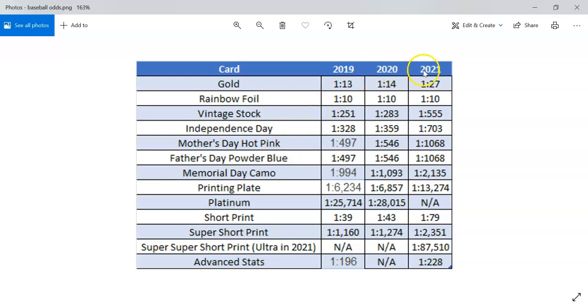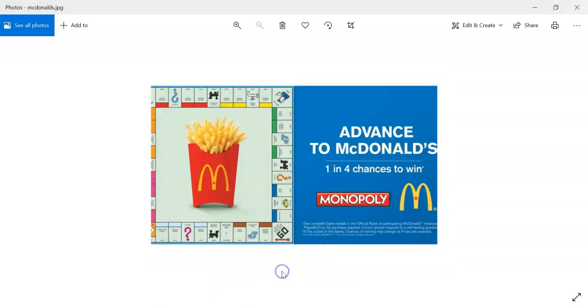If you look at the odds here, which is a ratio, of pulling the gold card, 1 out of every 13 packs had a gold card. So if you bought 13 packages of these baseball cards, chances are you would get 1 gold card. In 2020, it was 1 in 14. You had to buy 14 packages to have a chance of possibly pulling 1 gold card, and then 1 in 27. Another place that you'll see this is McDonald's.